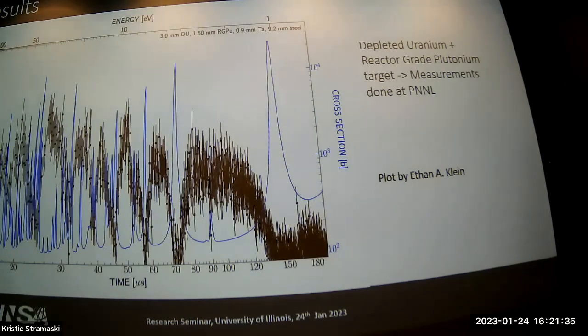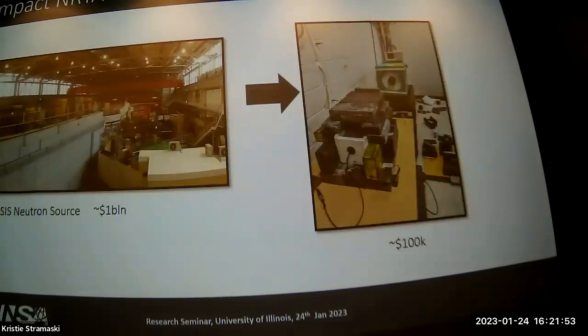So this is an actual application of this whole setup on reactor-grade plutonium. We have not published this data yet, but it will be published soon. So this was about this one project.